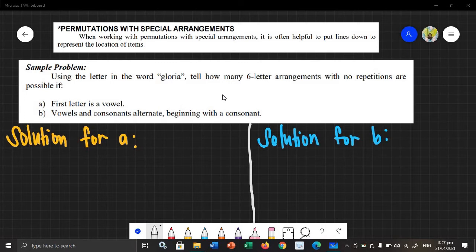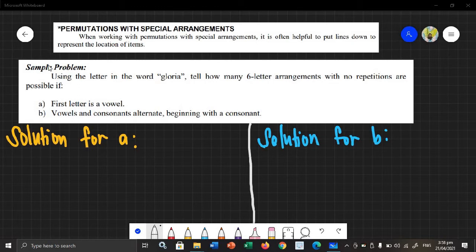And the first one is permutations with special arrangements. So, when you work with this type of permutation, it is most helpful to put lines down to represent the location of items. So, permutations with special arrangements, wala siyang ginagamit na formula. What you need to do is you need to analyze the problem and arrange the numbers later on for you to be able to find how many arrangements is the correct answer.